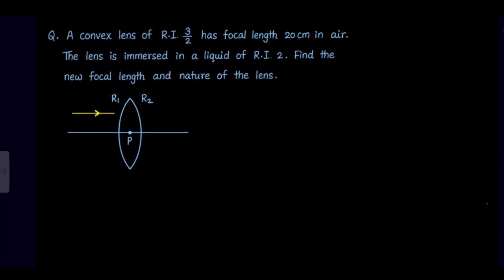Now try this one. A convex lens of refractive index 3 by 2 is given. Focal length is given as 20 centimeters when it is in air. Now the lens is immersed in a liquid of refractive index 2. Now they ask us to find the new focal length and the nature of the lens.